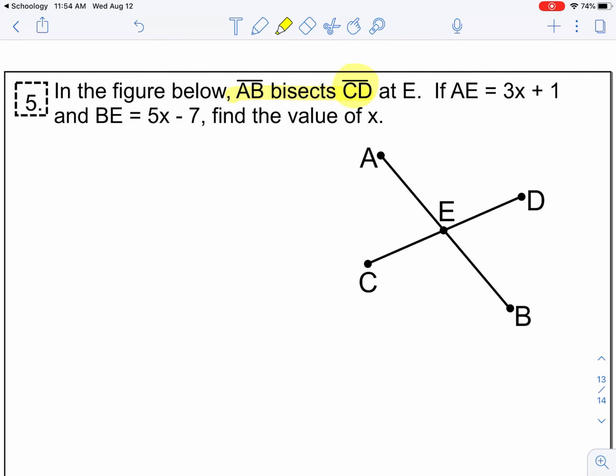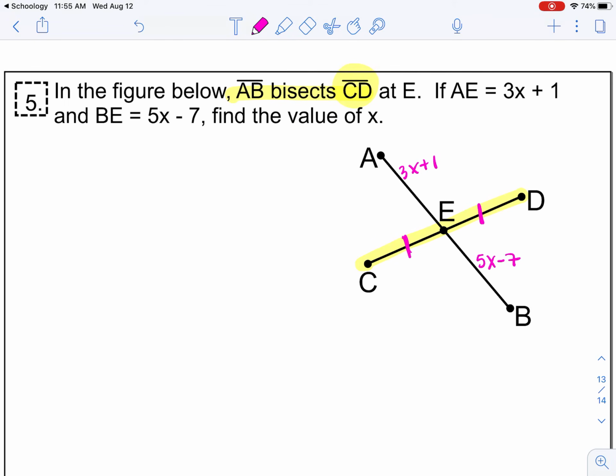AB bisects CD. So I'm bisecting CD. Here's CD. I'm cutting it. The knife is AB. So I'm cutting this into 2 congruent pieces. The question is, AB, are these two pieces congruent too? The answer is absolutely not, okay? I did not tell you that AB is bisected. I only told you CD is bisected, okay? Now I'm going to label. If AE is 3x plus 1 and BE is 5x minus 7, find the value of x, okay?